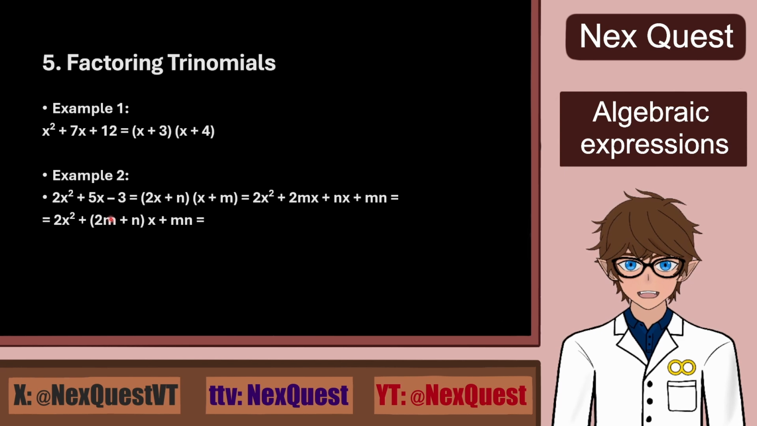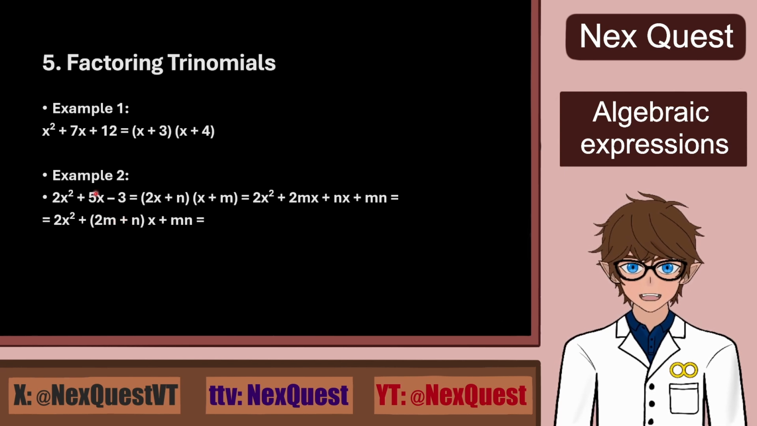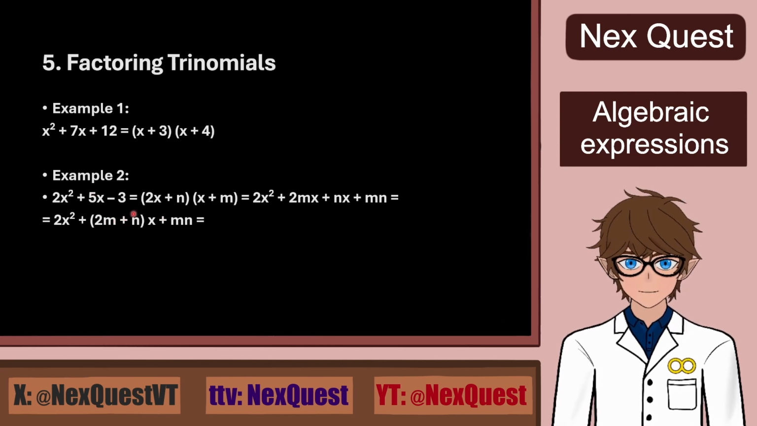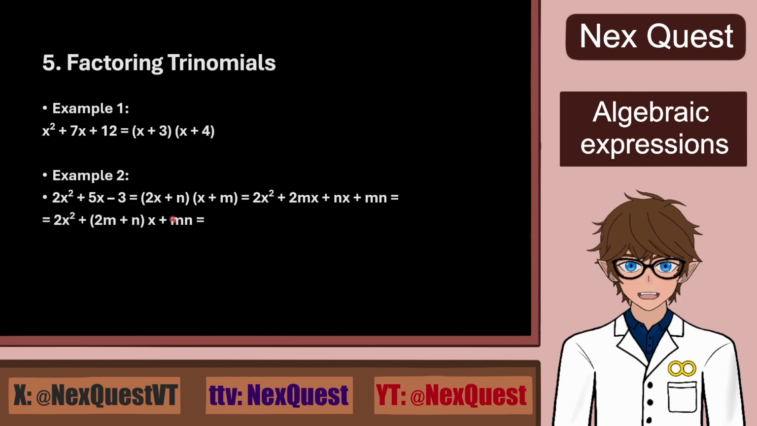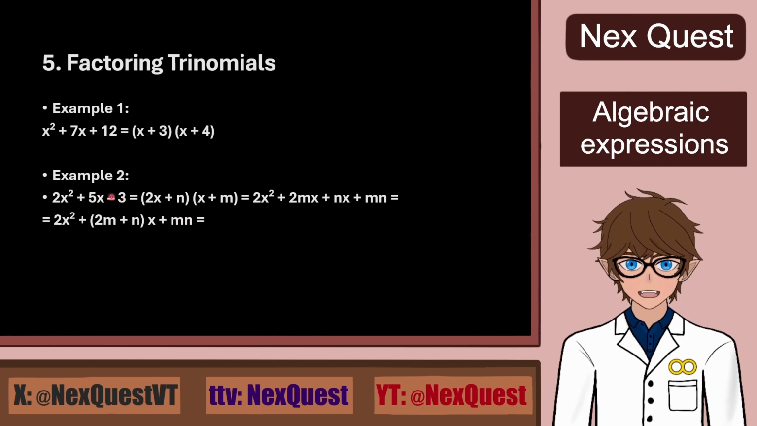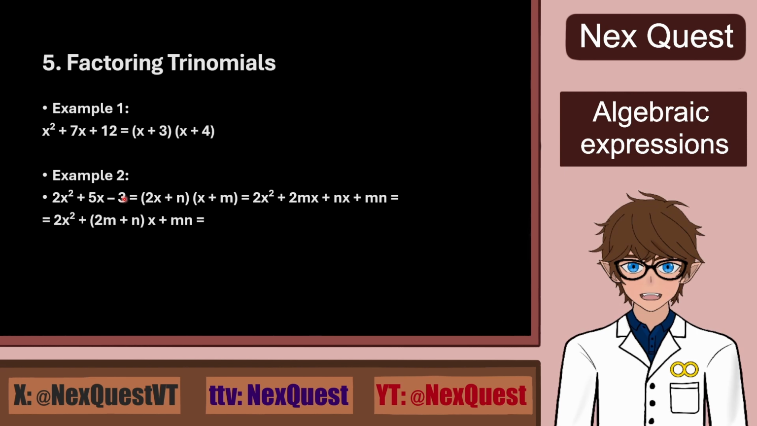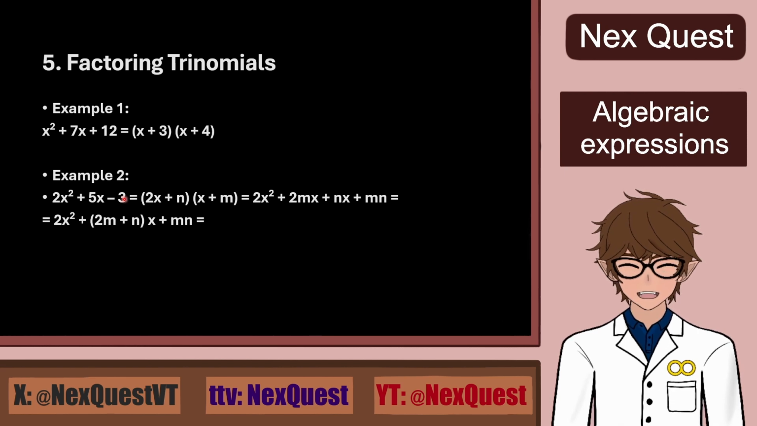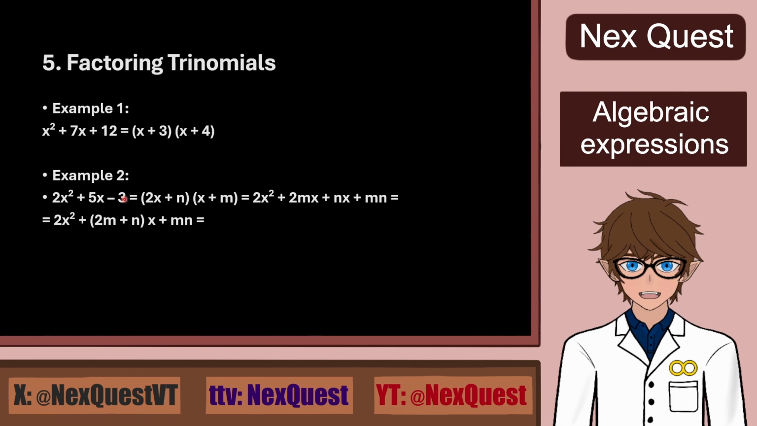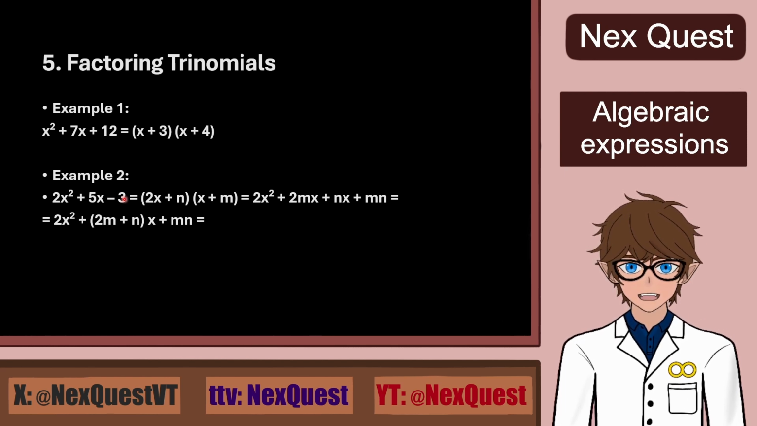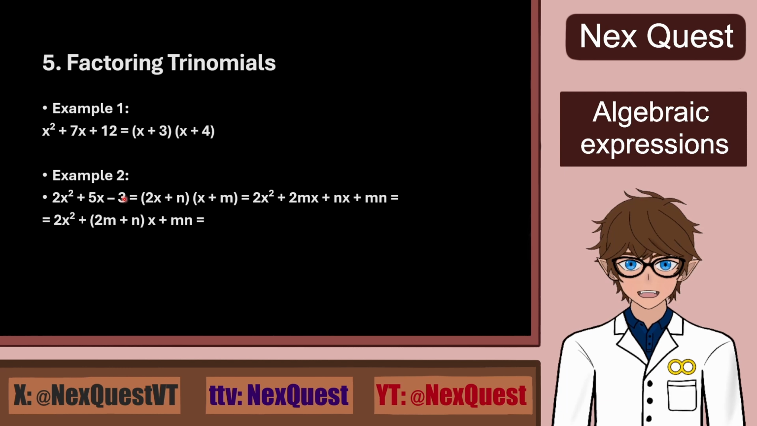Now we have an equation. 2m plus n has to equal 5, because this part is the same. And the second equation, we have mn equals minus 3. We haven't really covered systems with multiple variables, but in this case we can just assume like this. If m and n have to be multiplied into minus 3, which numbers can that be? Well, minus 1 and 3, and minus 3 and 1.